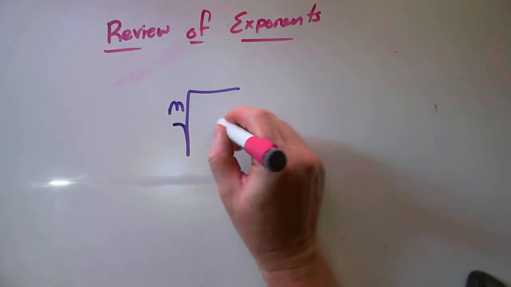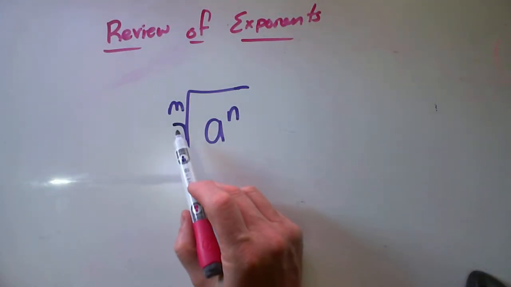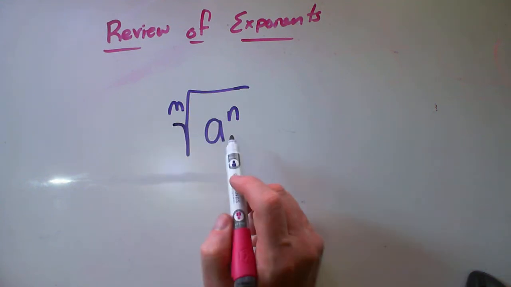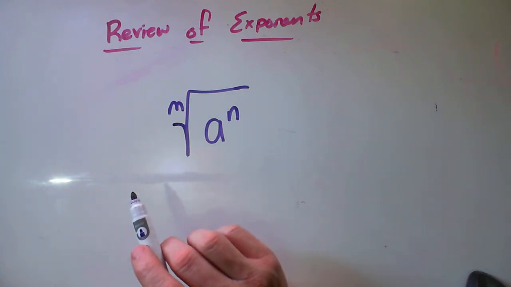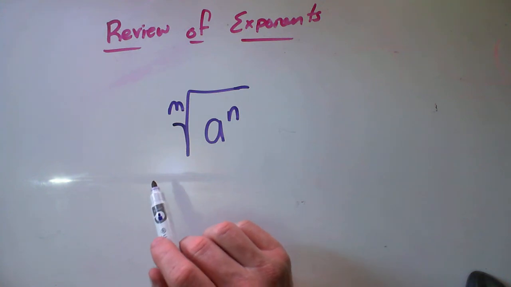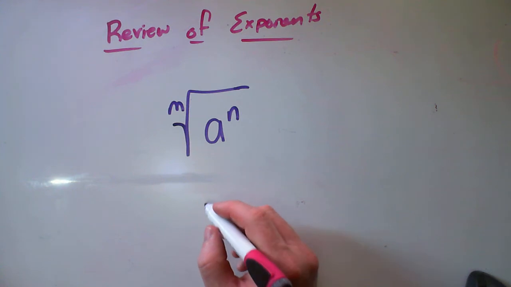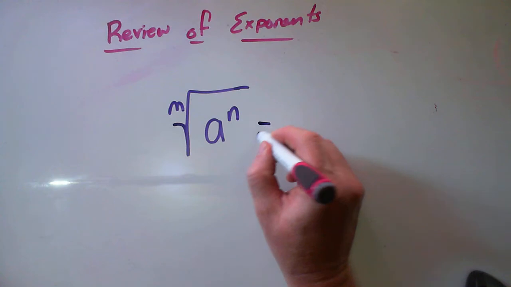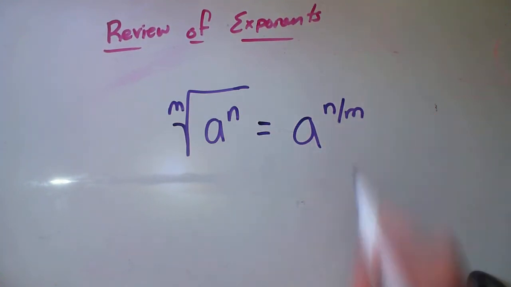The nth root of a to the n. This just uses two of our earlier rules together, meaning remember that the index of your radical is the denominator of your exponent. We said that the nth root of a is a to the 1 over n. So just because we have another power inside does not change the way that we work with that. This m is just moved into the denominator, and this is the same thing as a to the n over m.